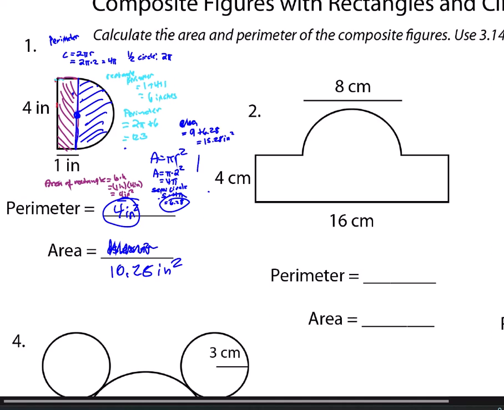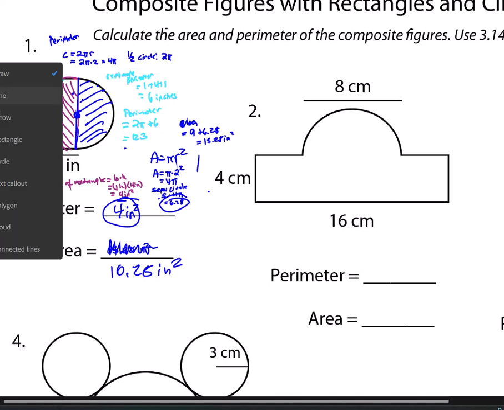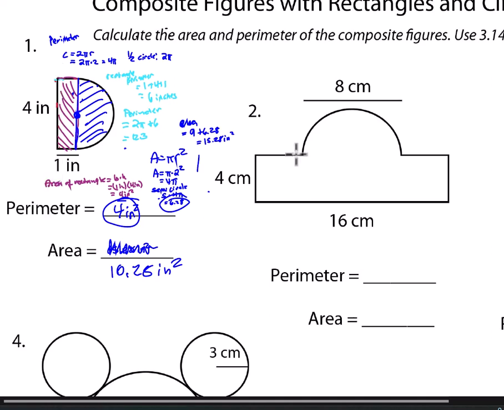Okay, all right. Now let's go on to number 2. So first, identify what shapes we have. We have a rectangle and we have half of a circle. So let's see where those are. If I draw a line right here, I now have it divided neatly into a semicircle and a rectangle. So let's get the perimeter first.